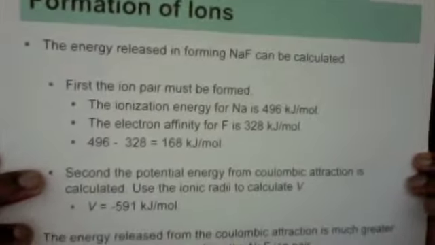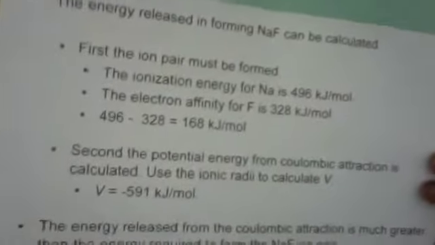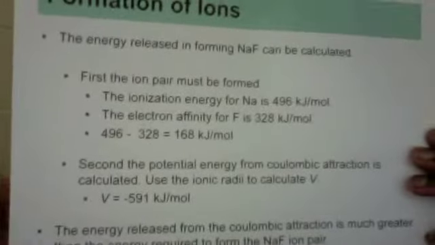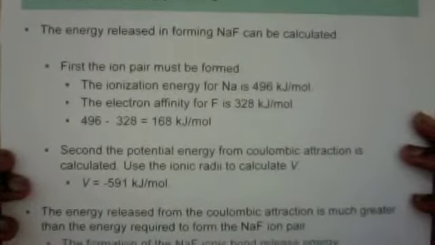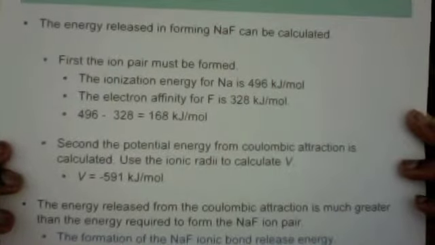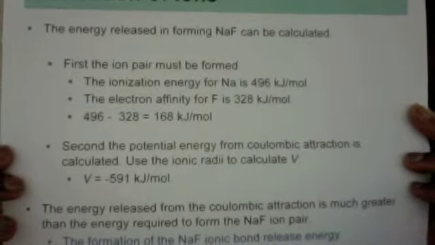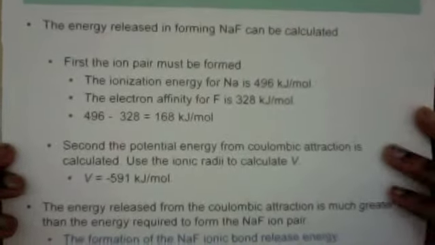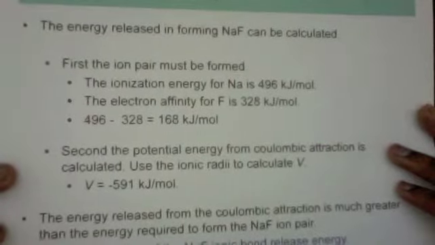More in the formation of ions, the energy released in forming NaF can be calculated. So here's an example of that. First, the ion pair must be formed. The ionization energy of sodium is 496 kilojoules per mole, and the electron affinity of fluorine is 328 kilojoules per mole. So you subtract the two, and that's going to give you 168 kilojoules per mole, which is the energy required.